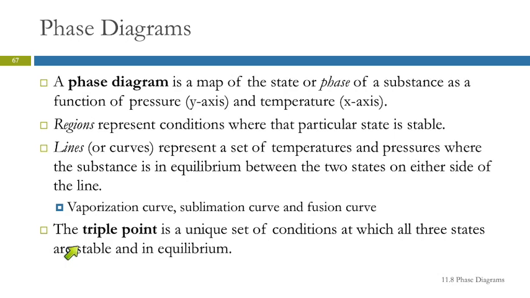And then we have the triple point. The triple point is a unique combination of temperature and pressure where all three states are stable and in equilibrium with each other. That's pretty cool.